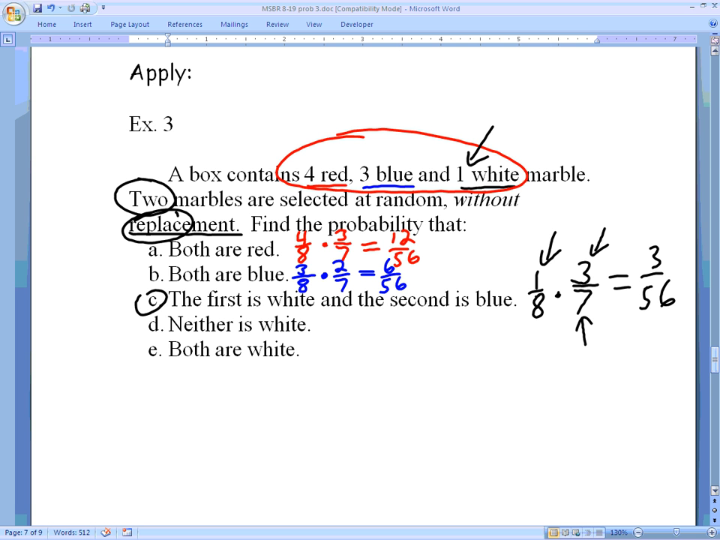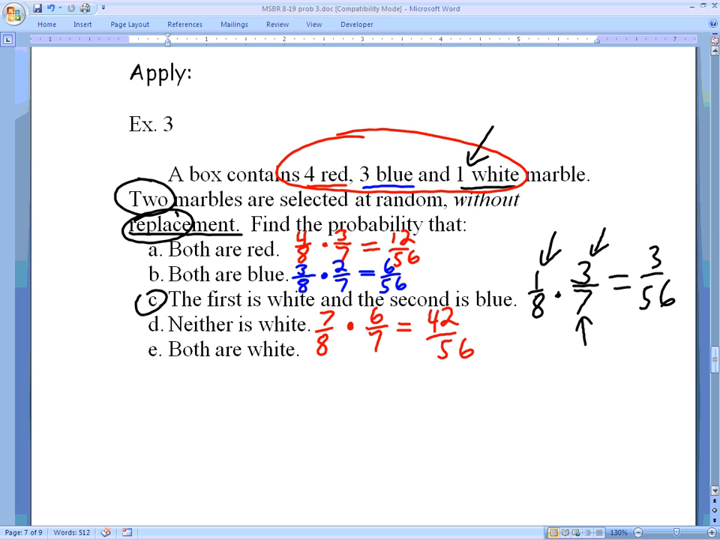Find the probability that neither is white. Well, there was 1 white marble, so that means there were 7 marbles that were not. Then take all of them, take away the one that we're not talking about, which is the white, and we're left with 7. And then if I take away one of those 7 marbles, I'm left with 6 non-white marbles, and a total of 7 marbles left. Multiply straight across, we get 42 over 56.